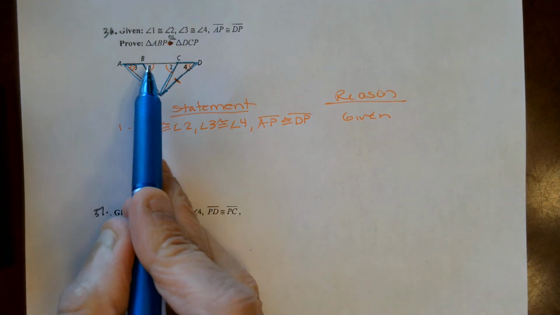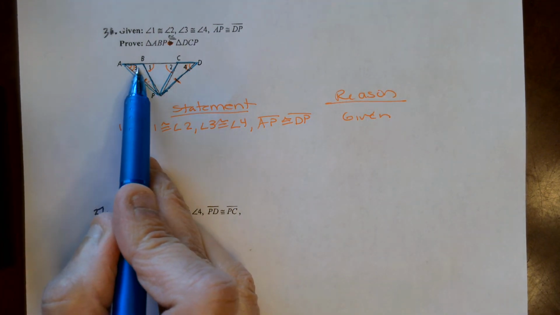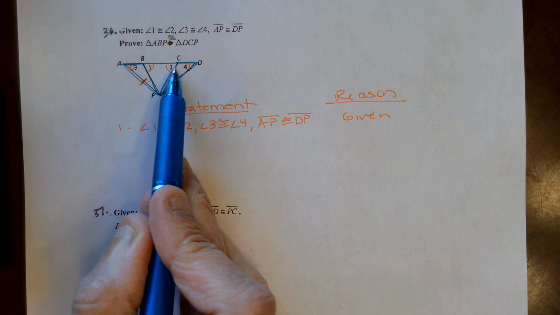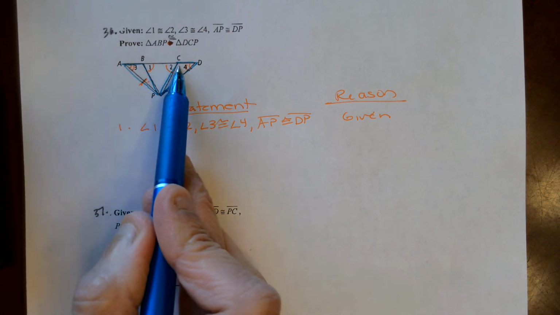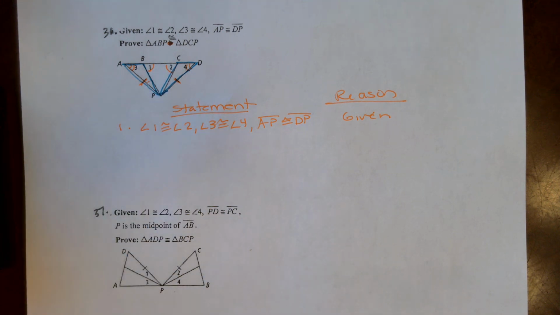But we do see that we have a linear pair. We have a linear pair. So we know these are supplementary, and since these are equal, then these are going to be equal as well. So let's get that down.